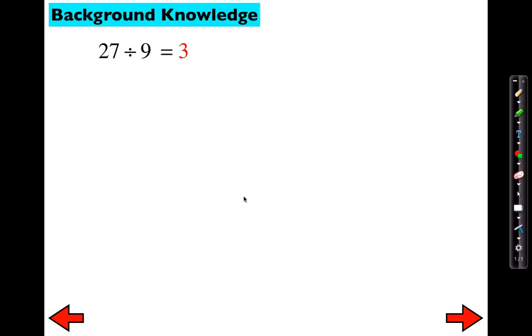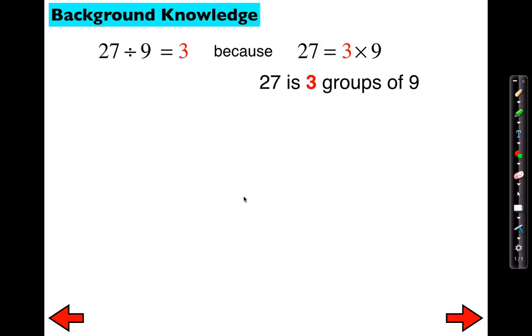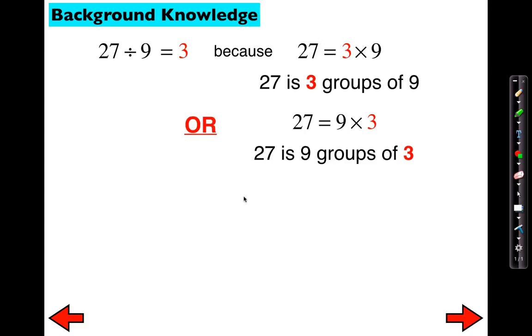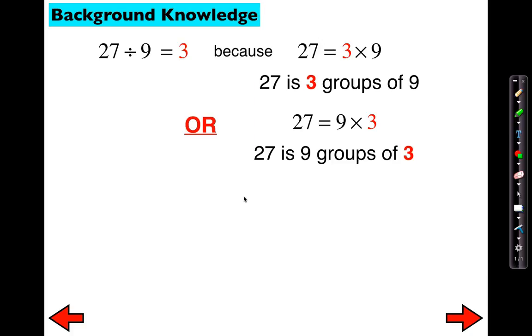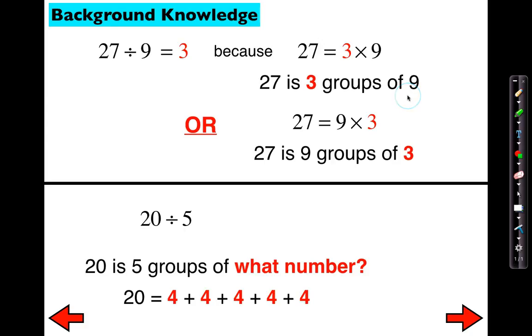So here, 27 divided by 9 is 3 because 27 is 3 times 9. Okay, so 27 is 3 groups of 9, or you could think of it as 27 is 9 groups of 3. Okay, that's basically using the commutative property. Numbers are allowed to change around the operation. What number is being repeated 5 times to give you 20? The answer would be 4.